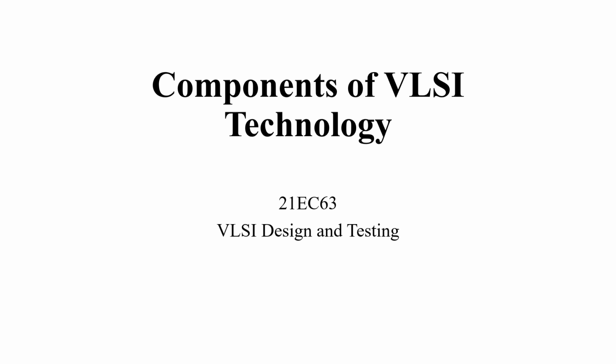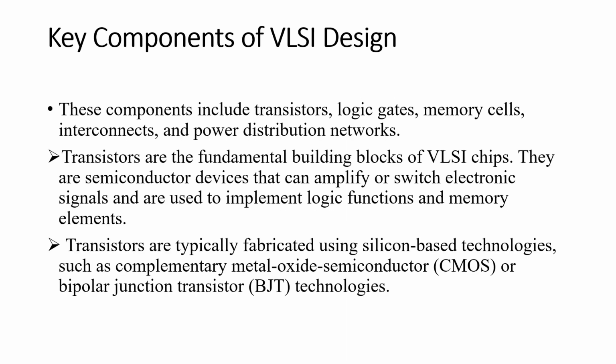So in today's video, I'll be discussing the components of VLSI technology. What are the key components that are used in the manufacturing of a VLSI design? These components can include transistors, logic gates, memory cells, interconnects, and power distribution network. So let's see one by one how they are used in order to manufacture the VLSI chips.